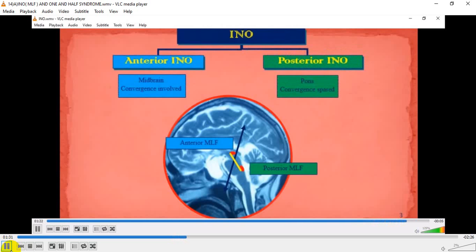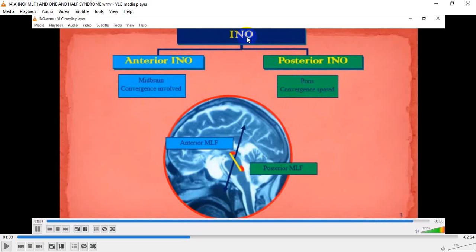So you can divide into anterior and posterior. Now, if you get damage to the anterior INO, midbrain convergence is involved. The midbrain portion is involved because the convergence center is close to the midbrain. While in a posterior INO, because that center is not in the pons, convergence is spared.